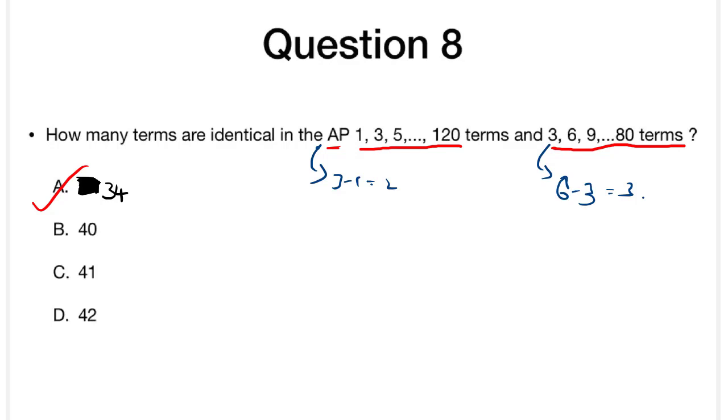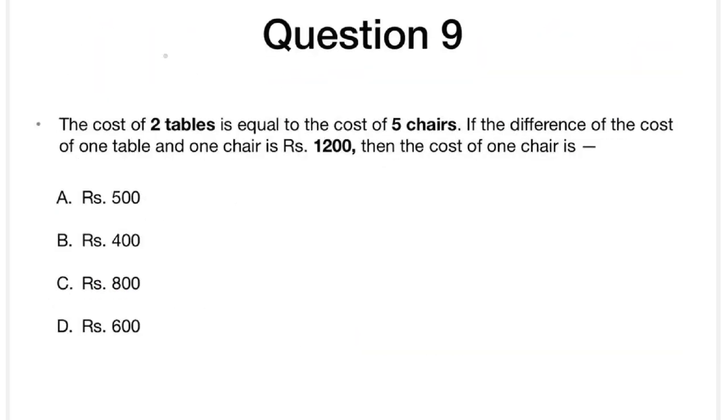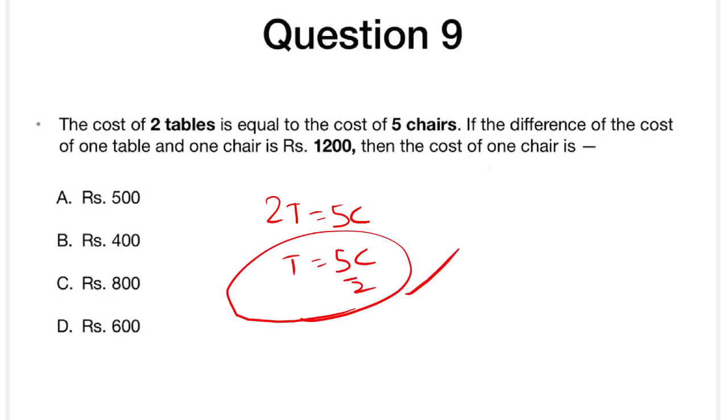So let us go ahead without delay. The cost of 2 tables is equal to the cost of 5 chairs. It's simple: 2 tables equals the cost of 5 chairs, so the cost of one table will be 5c by 2. The difference of the cost of one table and one chair is 1200.